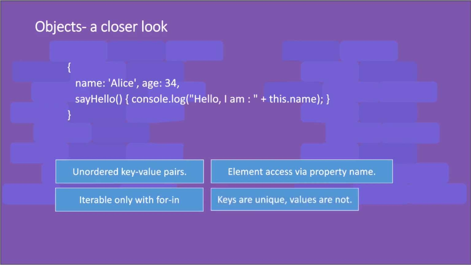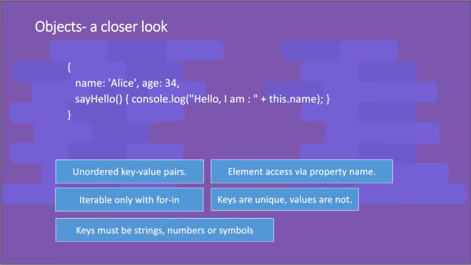Object keys are unique, so every key name must appear only once. You can't have two age properties in the same object, for example. If you duplicate the properties, the second property will override the first one. Keys must be a valid JavaScript string, or anything that can be converted to a string.